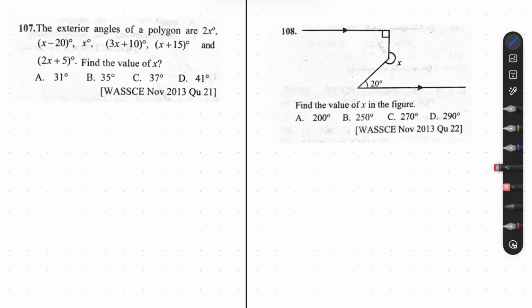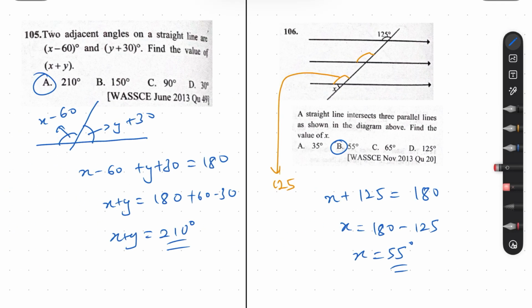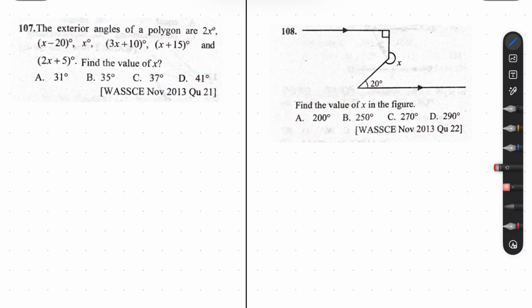In the previous session, we ended on question number 106. Here we start with question 107. The question says the exterior angles of a polygon are 2x, x minus 20, x, 3x plus 10, x plus 15, and 2x plus 5. So we need to find the value of x.